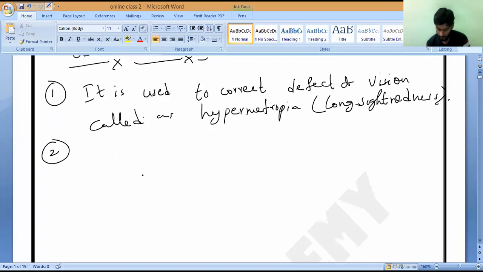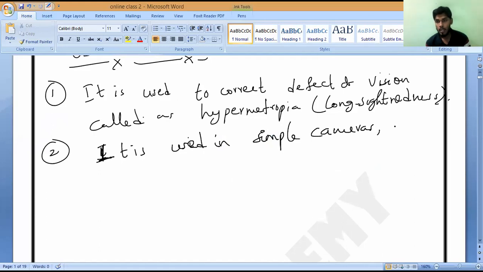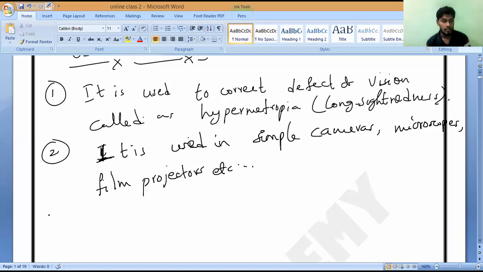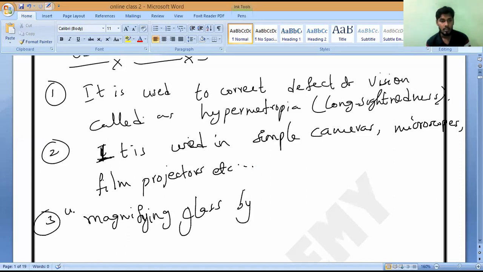We can use it in simple cameras. It is used in simple cameras, microscopes, film projectors, etc. Next, where is it used? Magnifying glass, used as a magnifying glass by a palmist.